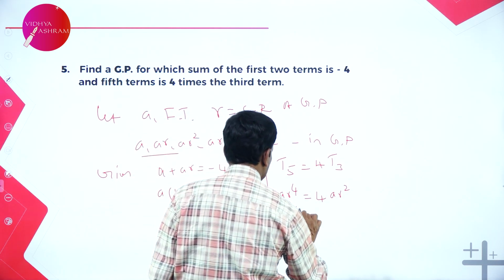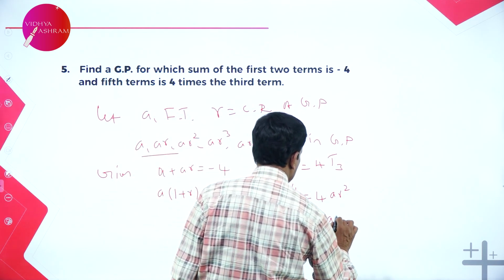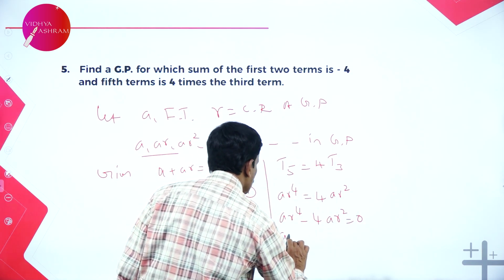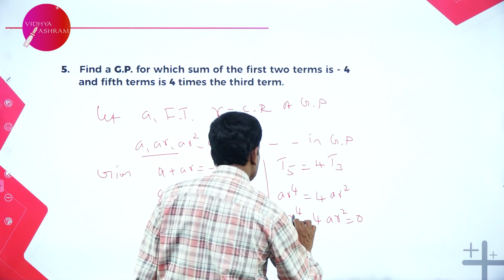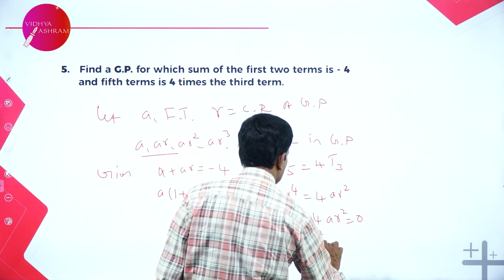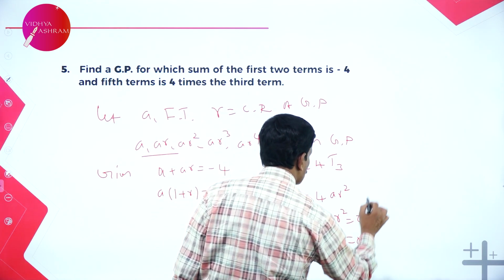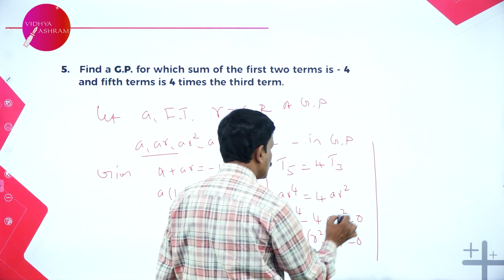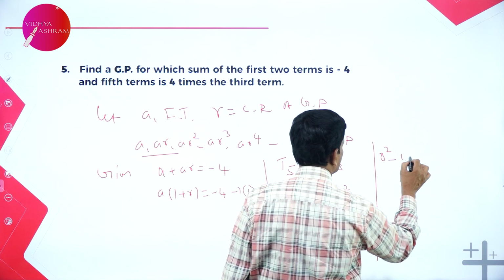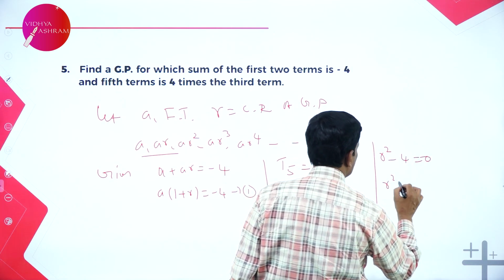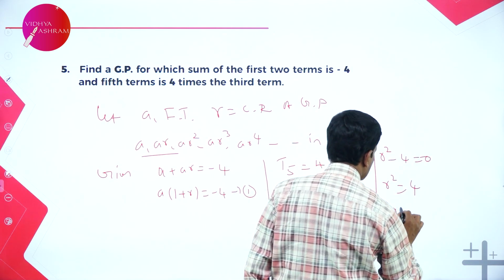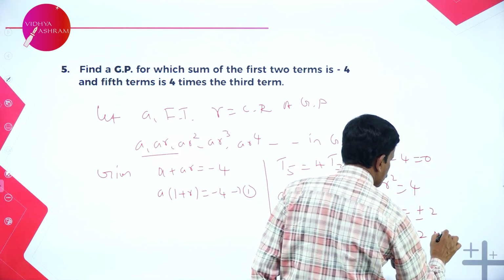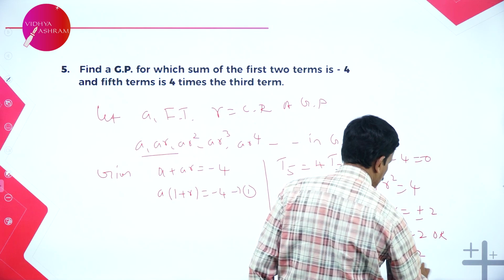So ar to the power of 4 minus 4ar square is equal to 0. You can take the common factor. ar square is the common factor. Then what we will get? r square minus 4 is equal to 0. So r square is equal to 4, r is equal to plus or minus 2. So r is equal to plus 2 or r is equal to minus 2.